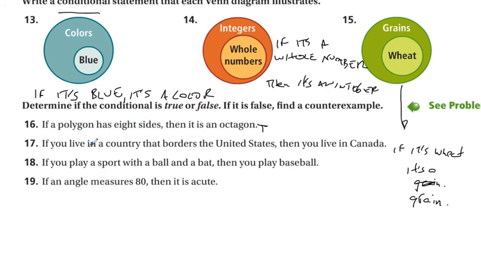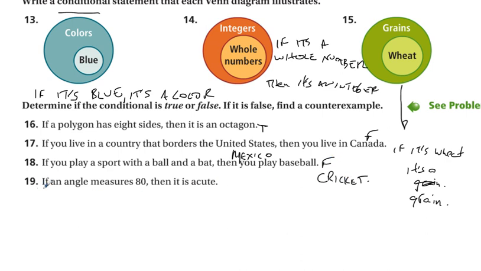Number 17, if you live in a country that borders the United States, then you live in Canada. While it's true that Canada does border the United States, so does Mexico. So there is my counterexample, Mexico. So this is false. Number 18, if you play a sport with a ball and a bat, then you play baseball. Now it's true that baseball is played with a ball and a bat, but so is cricket. So we'll say that this is also false.